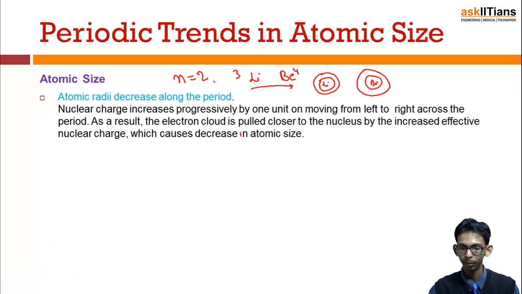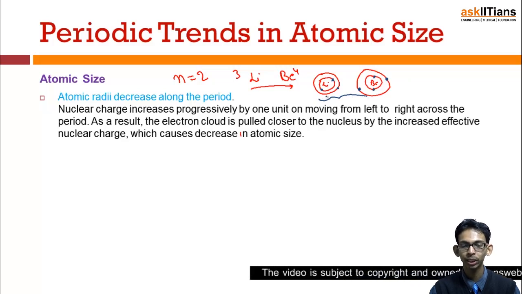Now what is the situation? In lithium there are 2 electrons in the first shell and 1 in the next one. The same situation is here; actually here there would be 2 in this one and again 2 in this one. So both have the same number of shells. The size depends on the number of shells, and in both cases the number of shells is 2. That means both of these must have almost similar size.